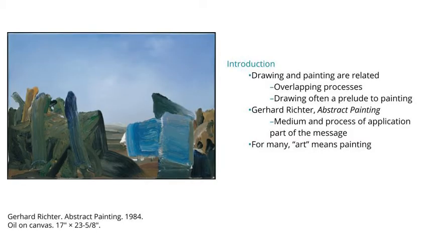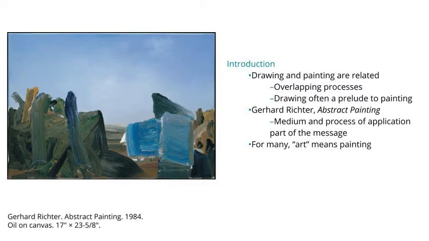Let's go into chapter 7, which is on painting. As an introduction to this, drawing and painting are very closely related. They're overlapping processes, and drawing is often a prelude to painting, like you saw in those preliminary sketches before. This is an example of painting where really the medium and process of the application are part of the message. So this is not so much about the shapes on it as much as the application of paint itself.